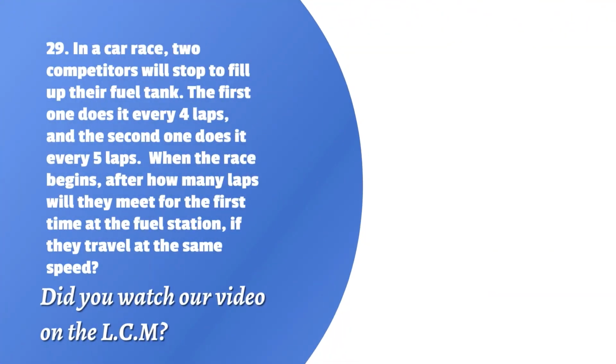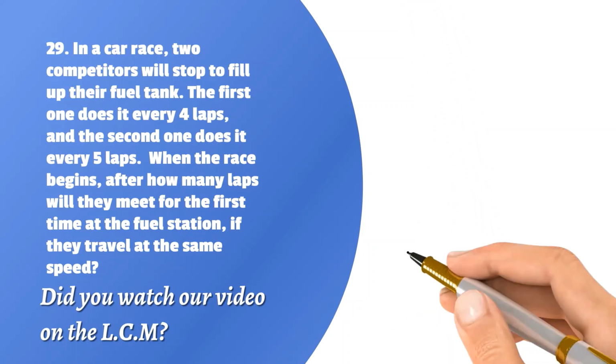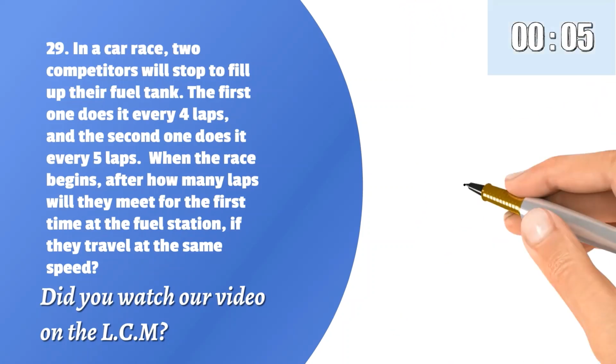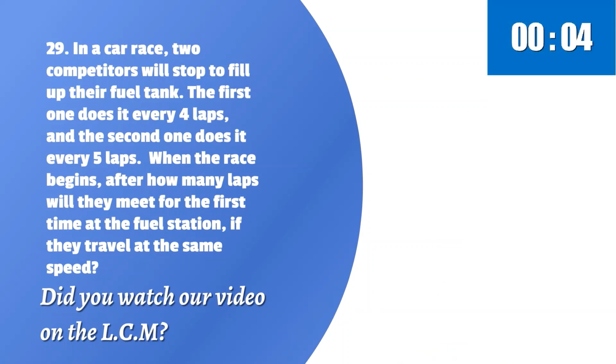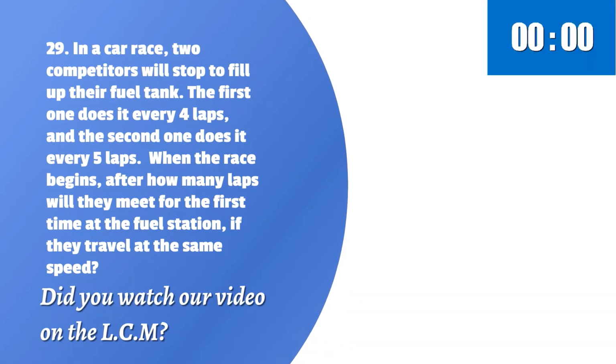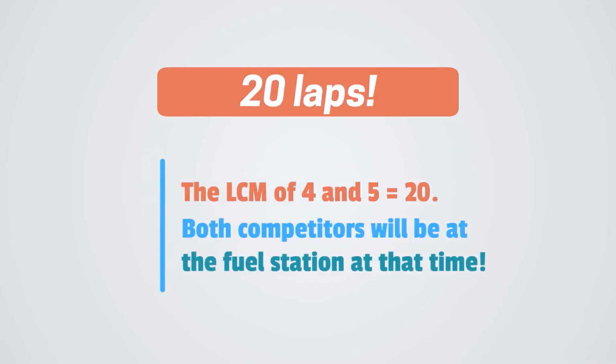Number 29. In a car race, two competitors will stop to fill up their fuel tank. The first one does it every 4 seconds and the second one does it every 5 seconds. When the race begins, after how many laps will they meet for the first time at the fuel station, if they travel at the same speed? 20 laps. The LCM of 4 and 5 is equal to 20, so both competitors will be at the fuel station at that time.